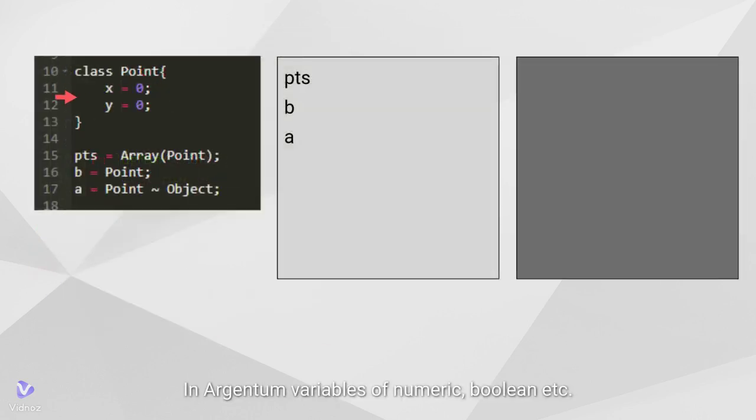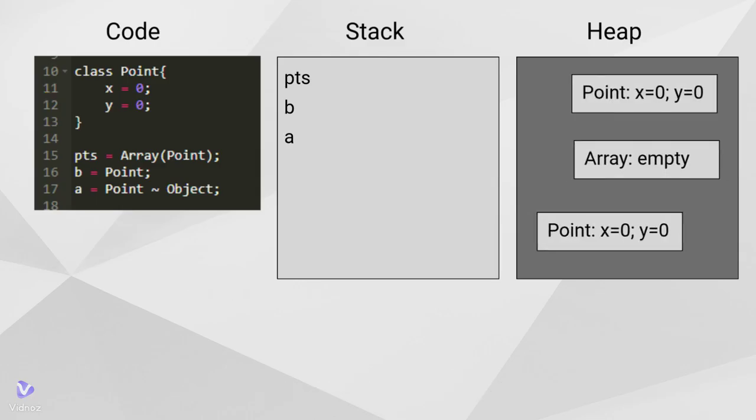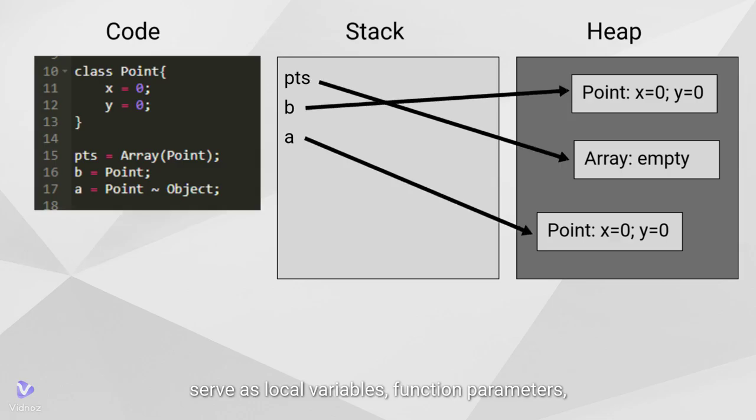In Argentum, variables of numeric, Boolean, etc. data types are stored by value. In contrast, objects and arrays are allocated in the heap and referenced with pointers. There are special temporary pointers that serve as local variables, function parameters, results and temporary values. They point from stack frames to the heap.